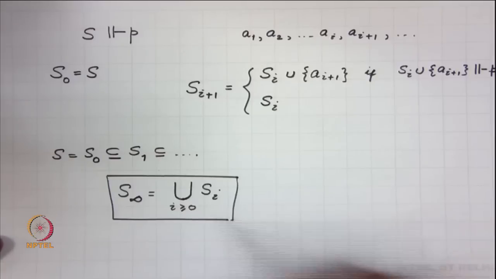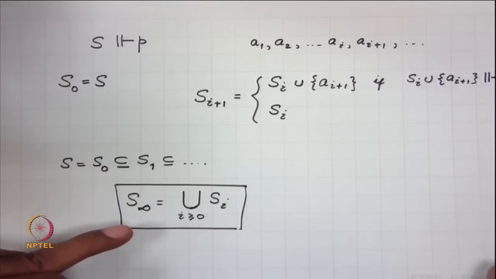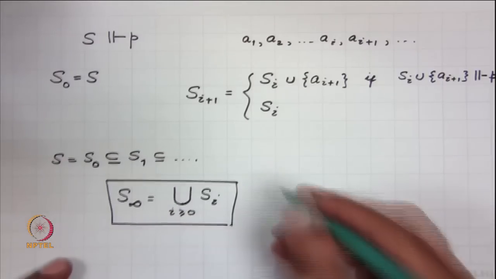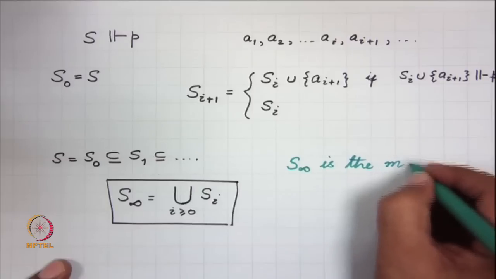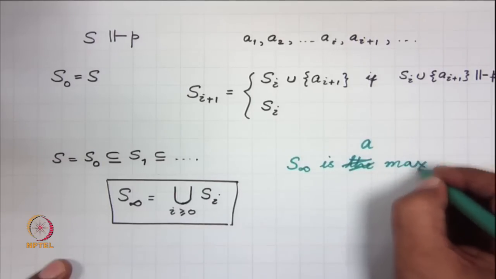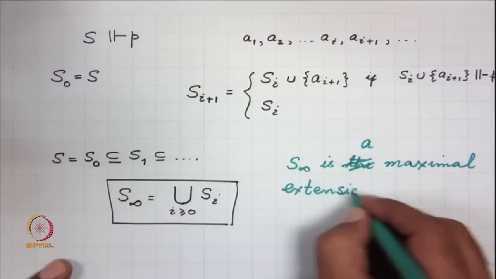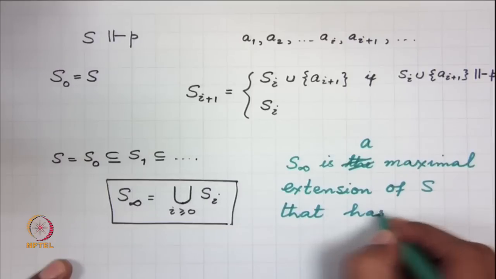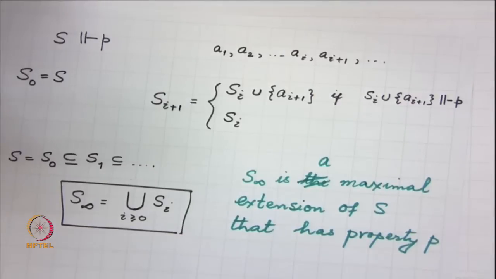And now, what I am claiming is that this S infinity is a maximal extension of S that has property P. This is my claim. I am going to prove it in two parts.